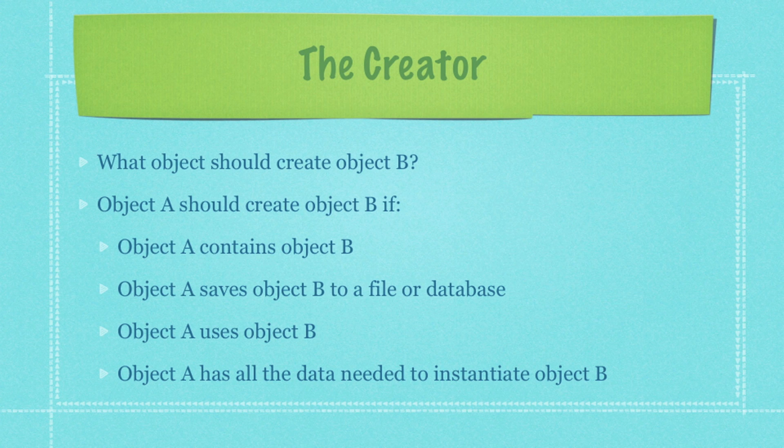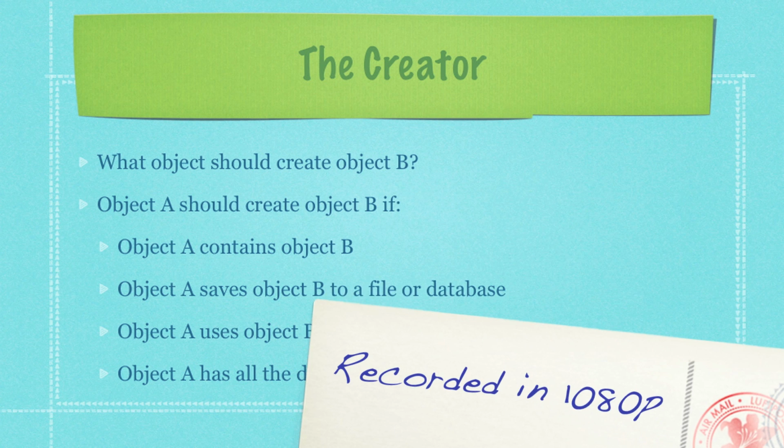So what is the creator rule? Well, basically when figuring out what will be an object that will create another object, which is our goal here, you should know that object A should create object B if object A contains object B, or object A saves object B to a file or database, or object A uses object B in some way, or object A has all the data needed to instantiate object B. And in most situations, more than one of these 4 rules is going to be true.